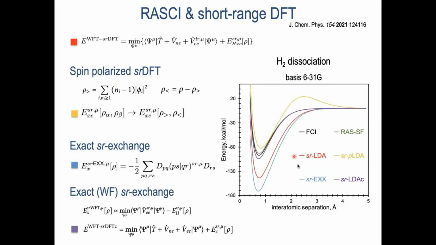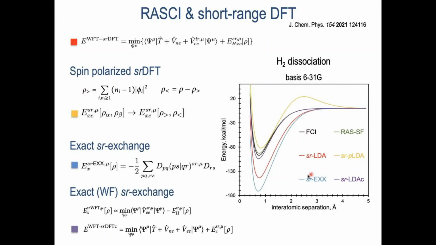So once again, when we use our RASCI spin flip with short range LDA, all the profiles are set to 0 at the dissociation, and here we obtain a too low energy at equilibrium with respect to full CI. If we use the spin polarization approach, this one here, we obtain now higher energy at equilibrium, but also we obtain a non-physical profile with this maximum that we know shouldn't be there. So it doesn't work very well.